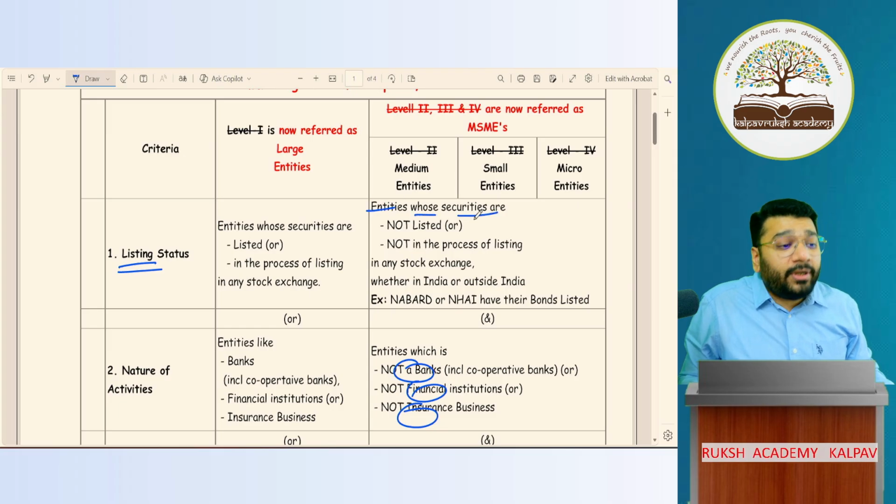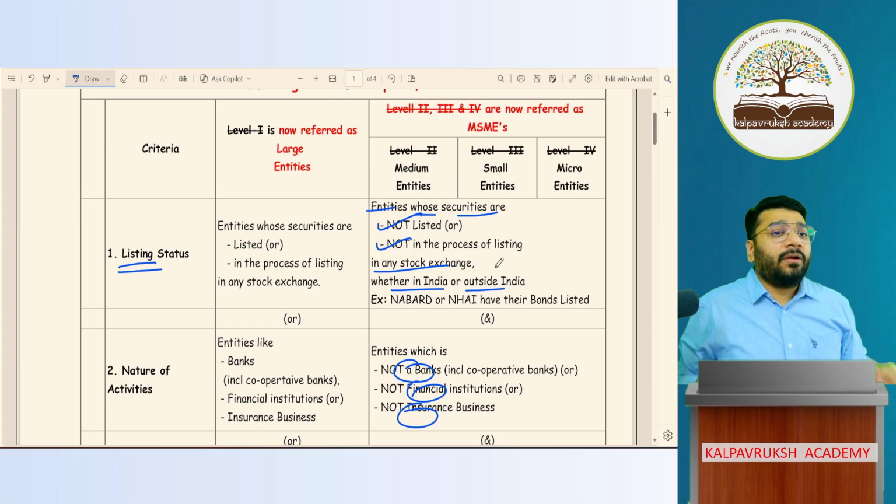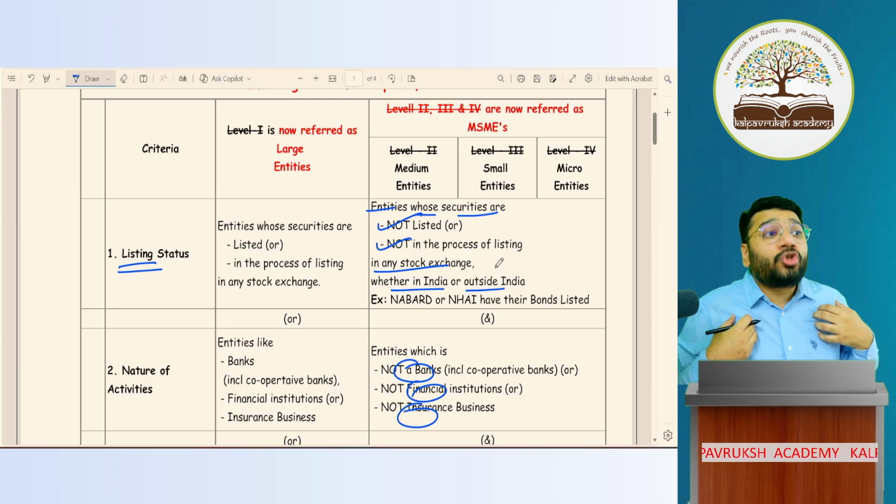Entities whose securities are not listed or not in process of listing in any stock exchange, whether in India or outside India. Who am I? A sole proprietorship concern or partnership concern. I should not be listed, nor should I be in process of listing, either in India or outside India.